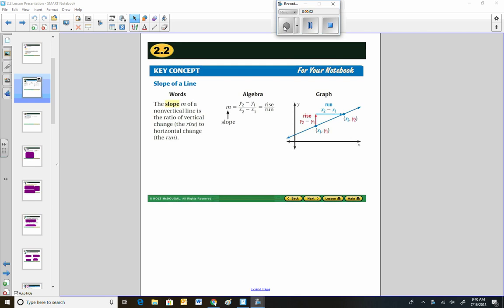You have covered in the past slope. It's rise over run, and of course on the top you have change in y, so you have y2 minus y1 over x2 minus x1. So always count the rise, and then count the run. Put the rise on top and the run on the bottom.